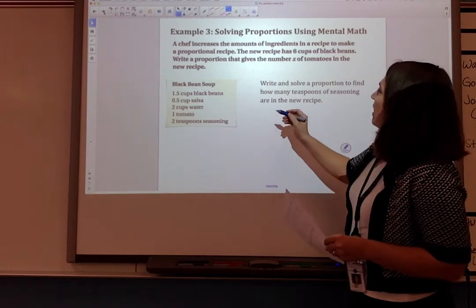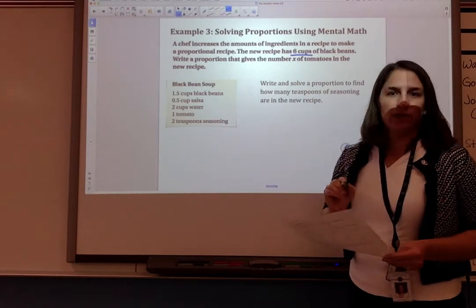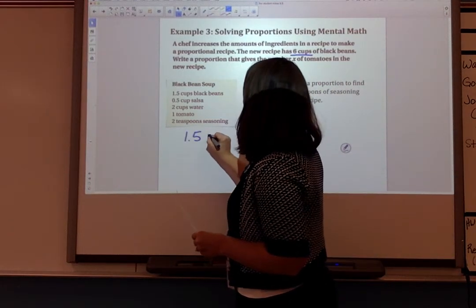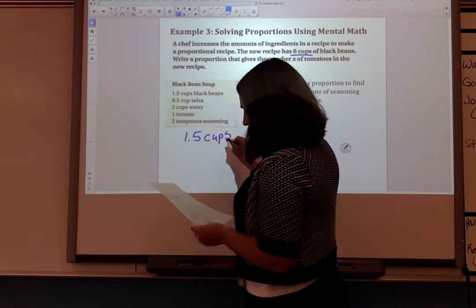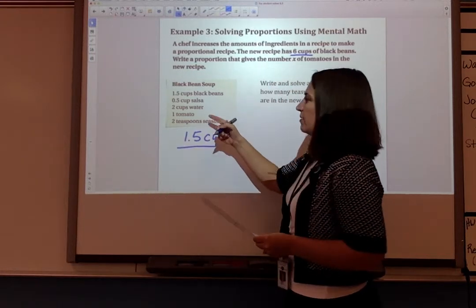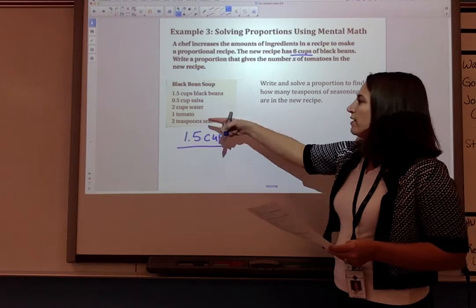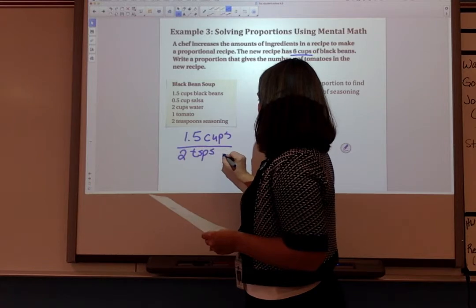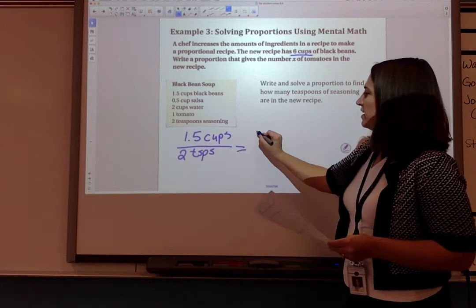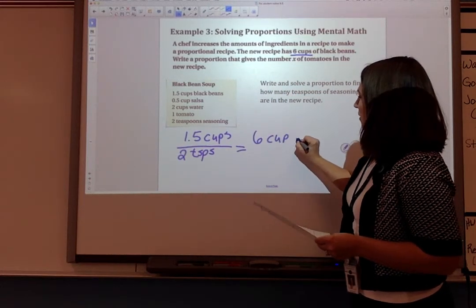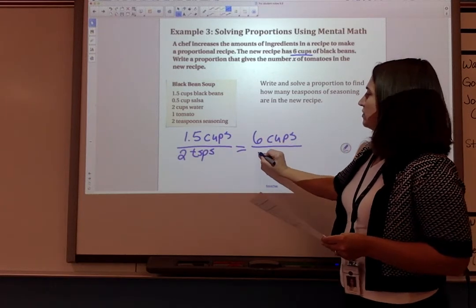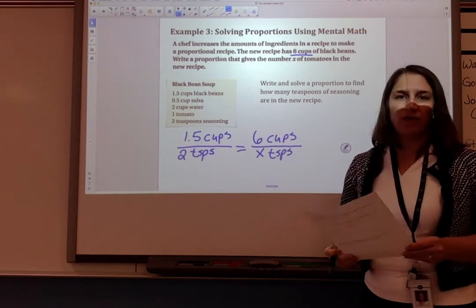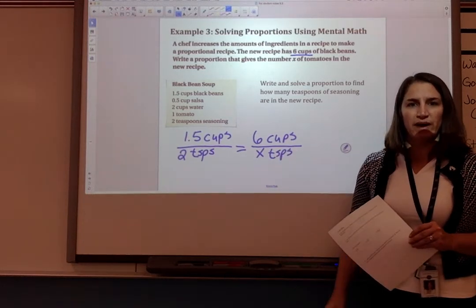So in this case, we know that we still want to increase the black beans to 6 cups. So we can set this up like we did before. 1.5 cups of black beans. But this time, instead of comparing it to 1 tomato, that's going to be for 2 teaspoons of seasoning. And that's going to equal 6 cups of black beans to some number of teaspoons. Okay, so I kind of set this up using the row method again.